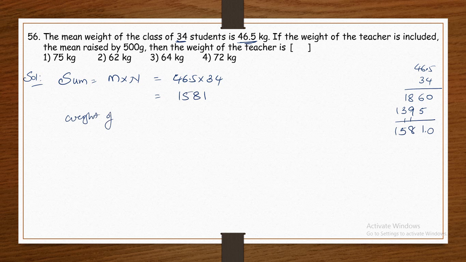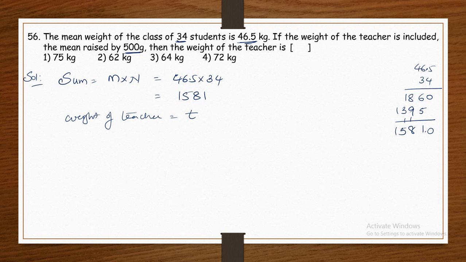So the weight of the teacher is equal to some t. From this, what has he given? The new mean is increased by 500 grams. So 500 grams means half a kg. It is nothing but half kg, which is 0.5 kg.